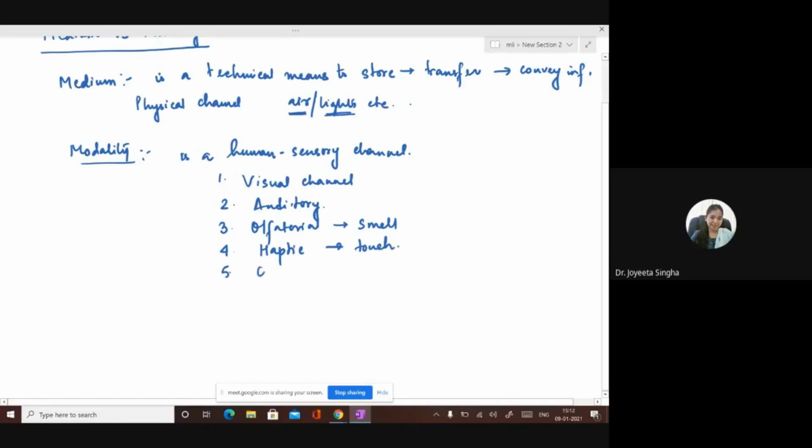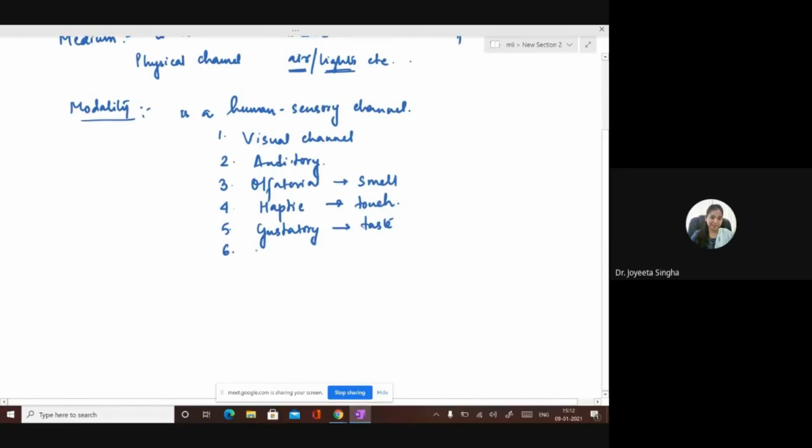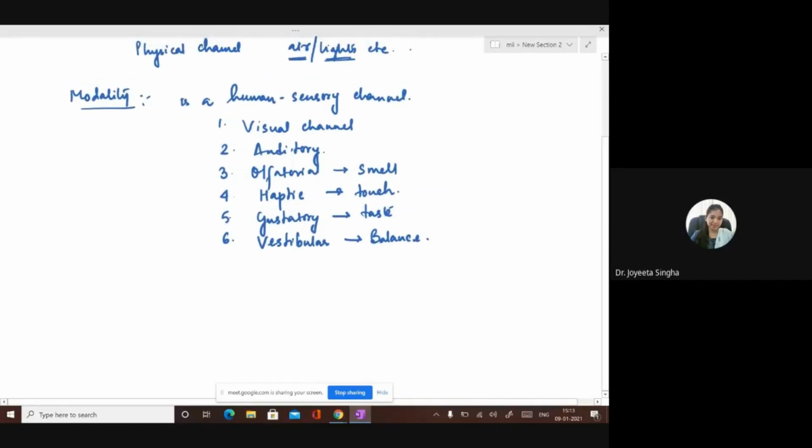Fifth is the gustatory channel, which gives you the taste. And the last one is your balance perception, or you call it vestibular. So balance. Okay, so these are the 6 channels which define a modality. So modality is a human sensory channel.